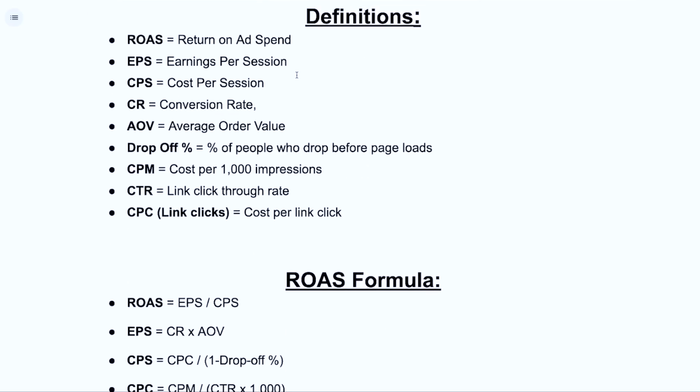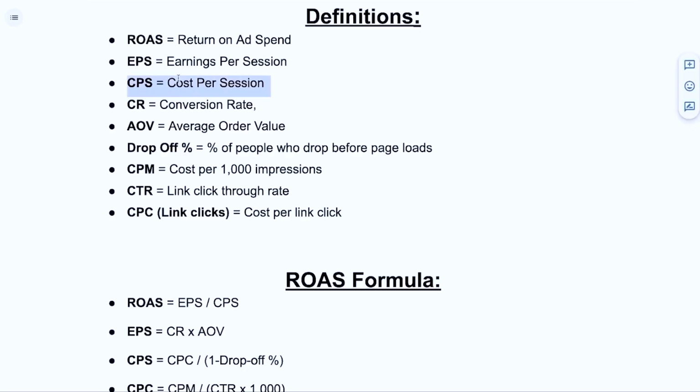We just went through the slides that included some of these, but first we have our ROAS, which is return on ad spend. So for every $1 we put in, how many dollars are we getting back? Earnings per session is, for every session on the website, how much are we making? This is a new one. So if we send 100 sessions and we make $100, that'll be $1 earnings per session.